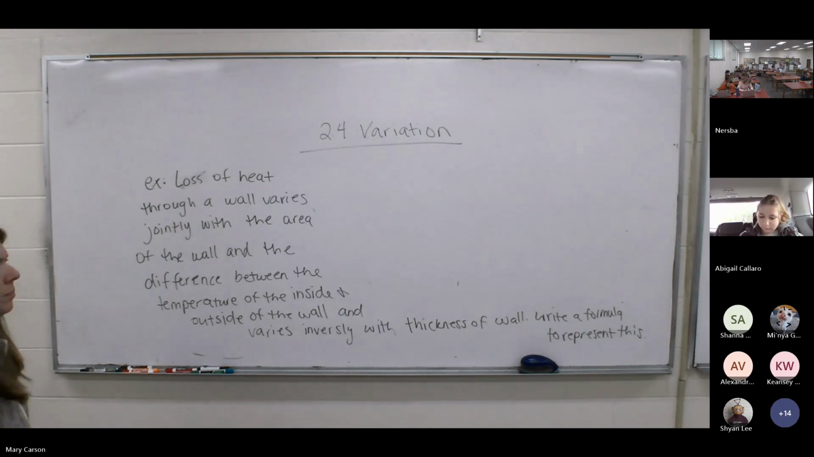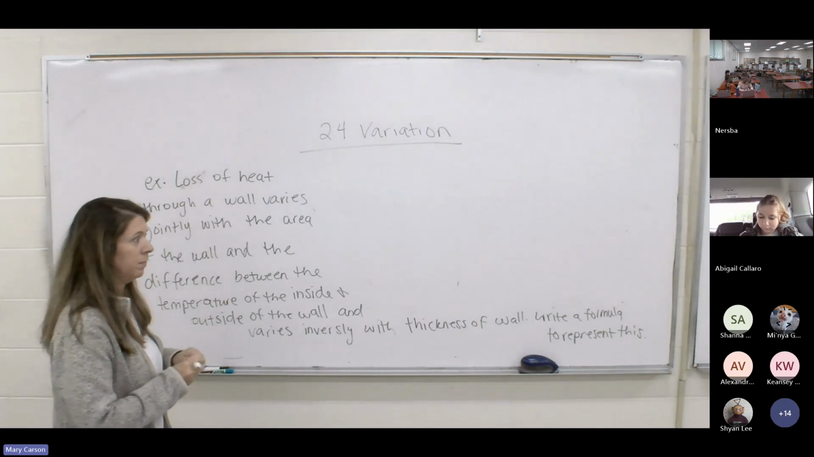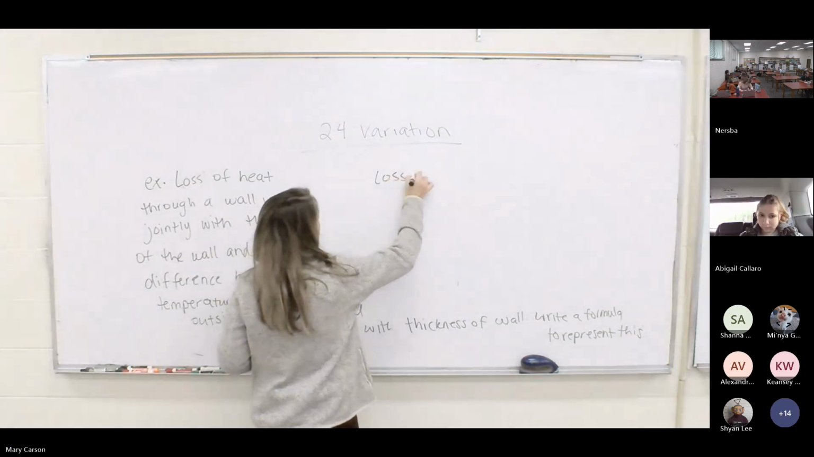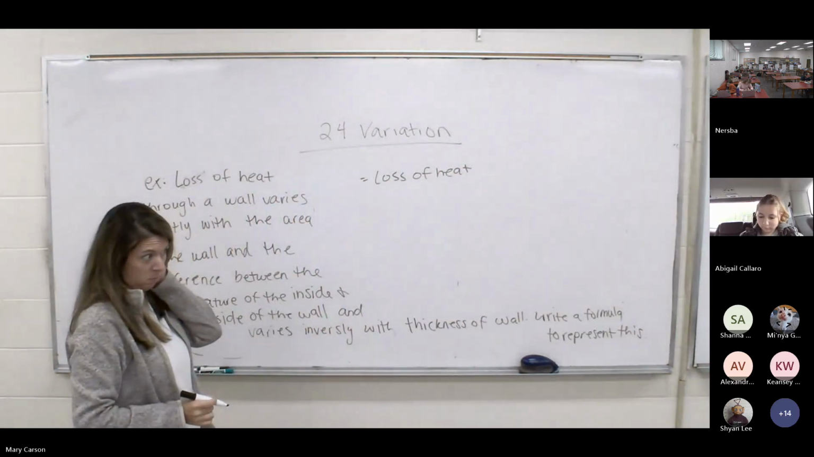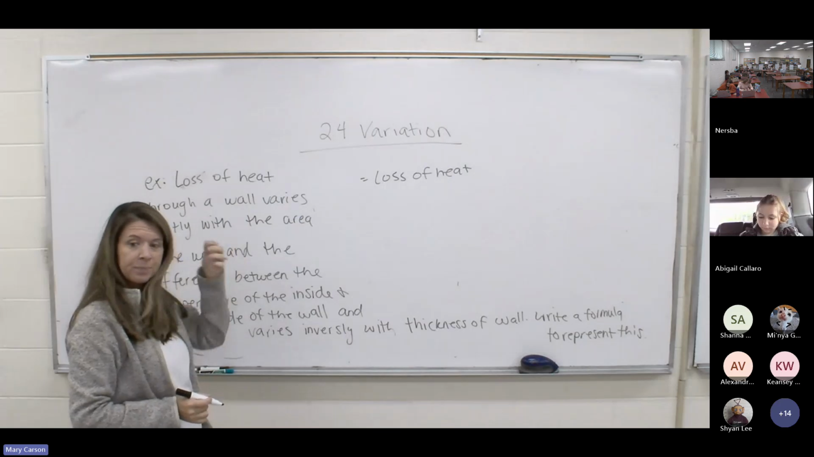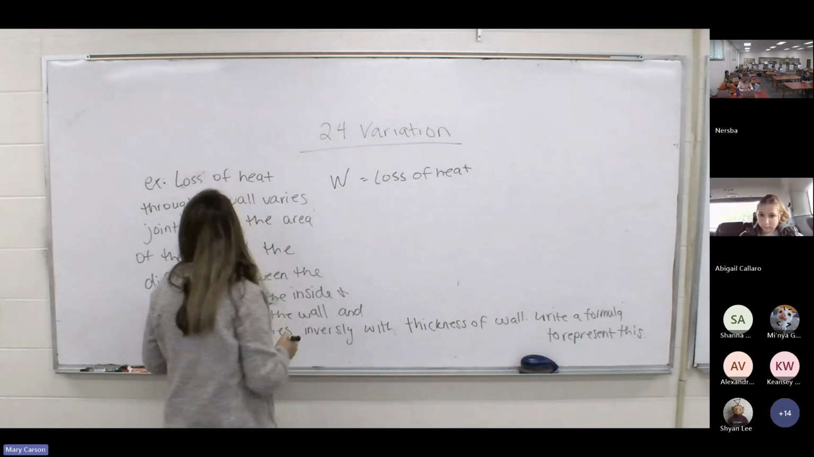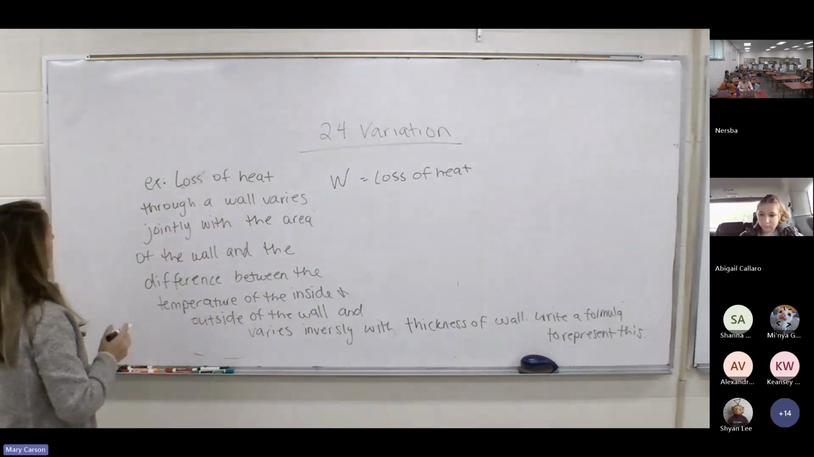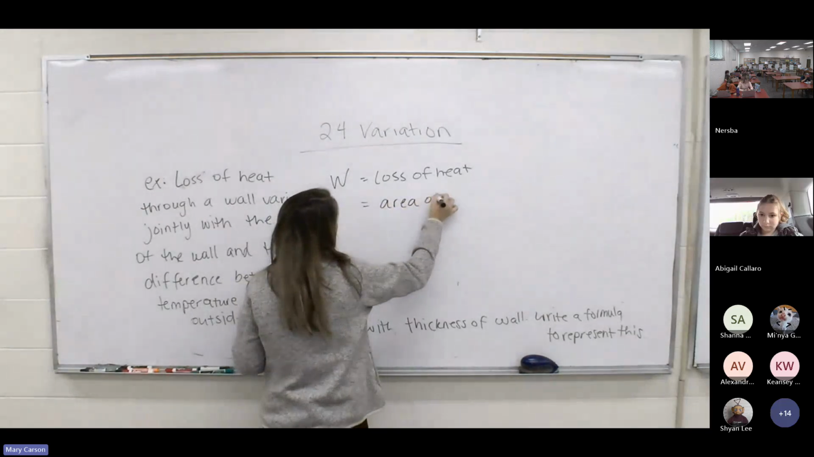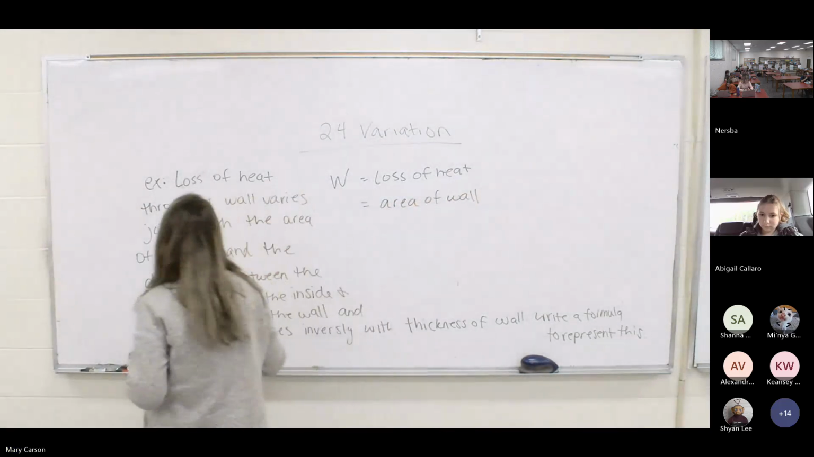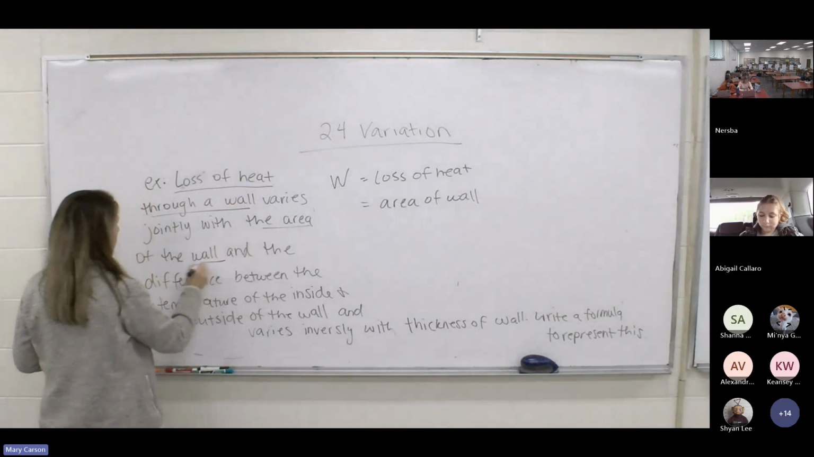All right. Loss of heat through a wall. Anybody want to tell me what they put for that one? What variable do we want to let that one be? Anybody? W, sure. Okay. Varies jointly with the area of the wall. We need to let the area of the wall be something. What do we want to let that be? We have loss of heat through wall, and we have area of the wall.